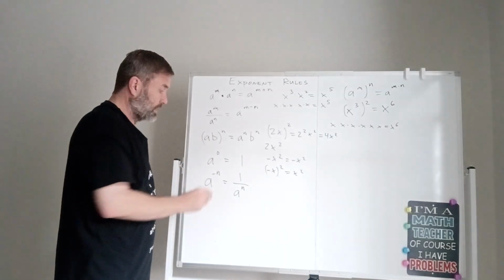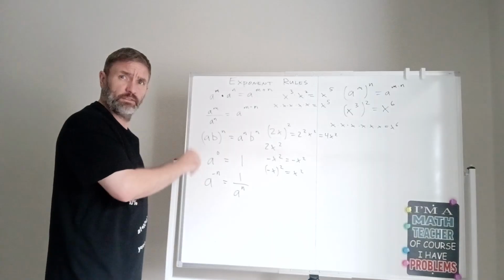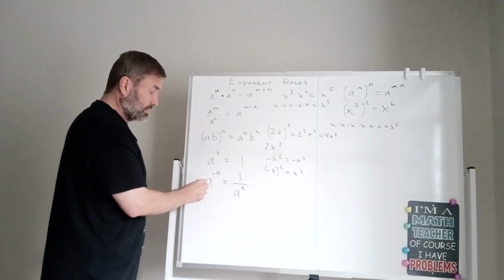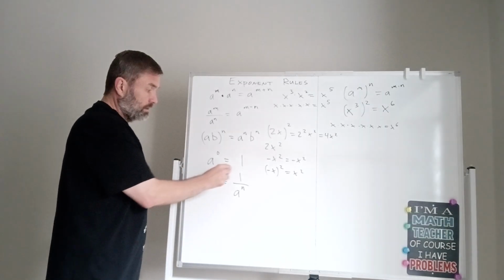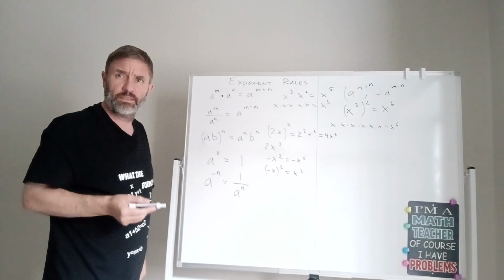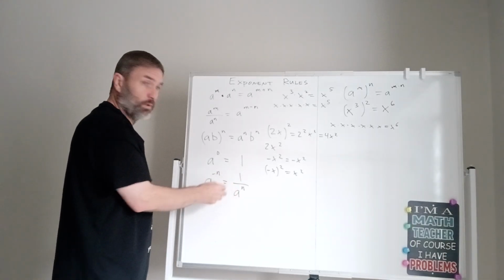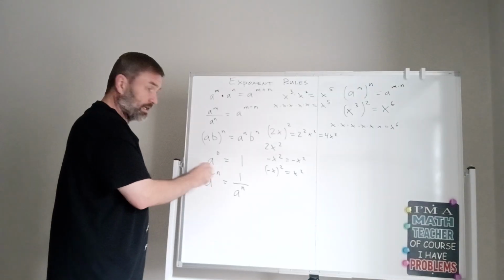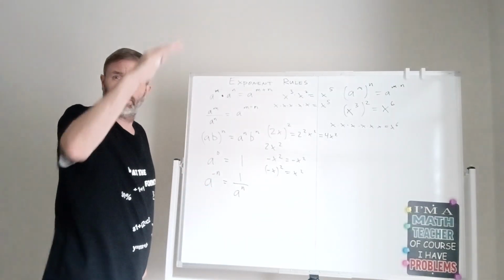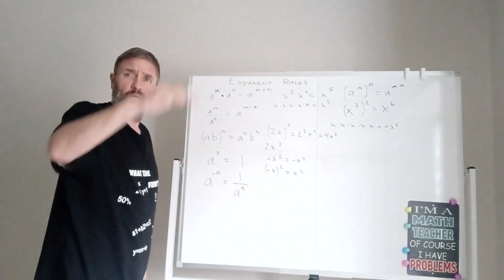Also negative exponents. A negative exponent doesn't make you negative. What it does is it reciprocates you. So this a to the negative n reciprocates to 1 over a to the n. Well, 1 to any power is just itself, so that's why they put the 1 here. But basically, the way I think of it is it moves. If I'm a negative exponent and I'm in the numerator, I go to the denominator. If I'm in the denominator, I go to the numerator.